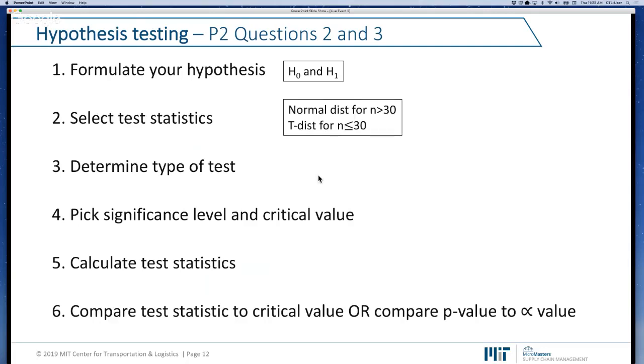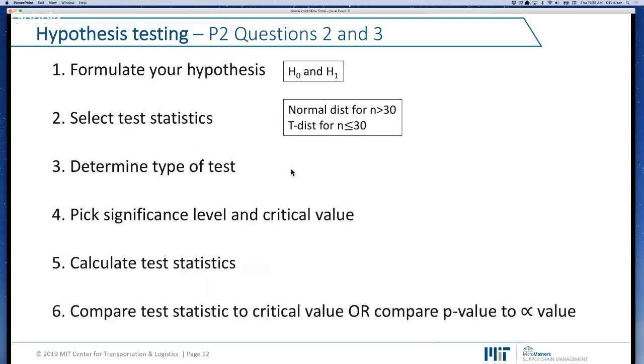Second step, select your test statistics. How to select the test statistics? Well, it depends on the size of the sample. If you have a sample of more than 30 observations, then you can assume a normal distribution. If you have a sample of less than or equal to 30 observations, then use the t-distribution.